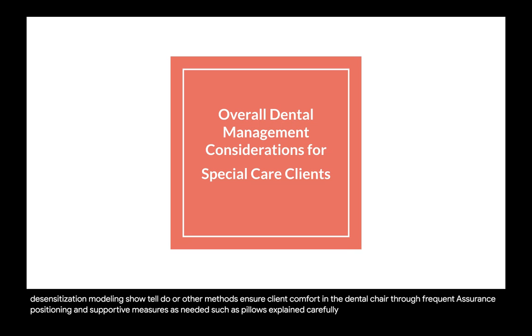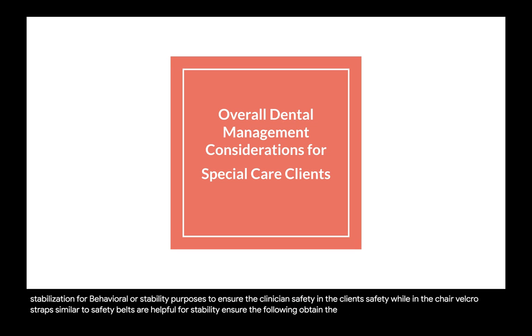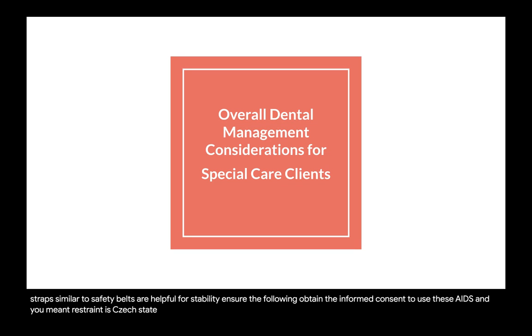Explain carefully any need for client body restraints or stabilization for behavioral or stability purposes to ensure the clinician's safety and the client's safety while in the chair. Velcro straps, similar to safety belts, are helpful for stability. Ensure the following: obtain informed consent to use these aids. Ensure the least restrictive restraint is used. Clearly document restraint used. Check state regulations to ensure proper compliance.